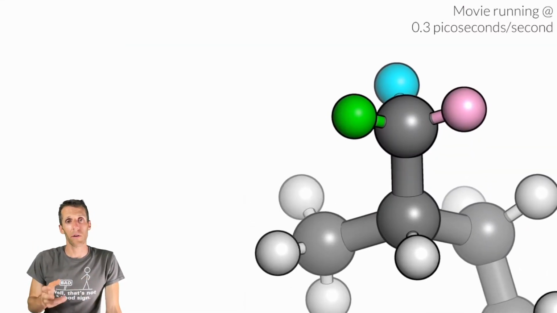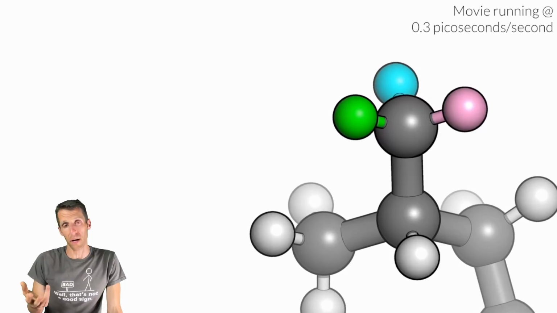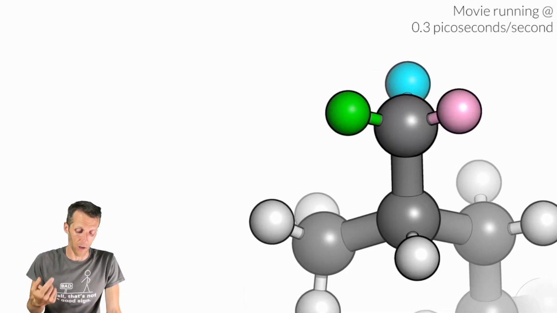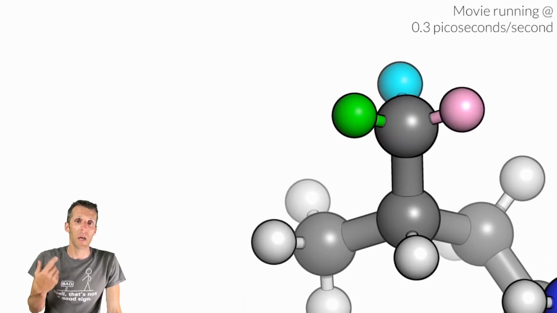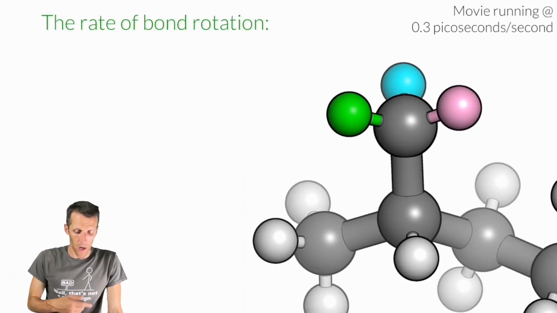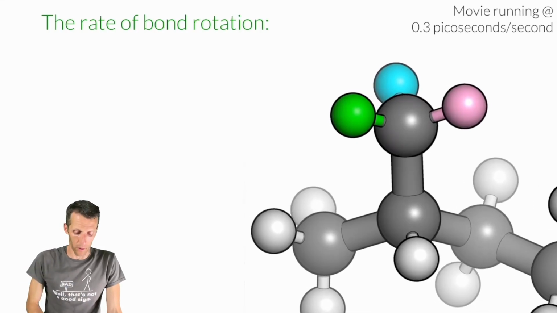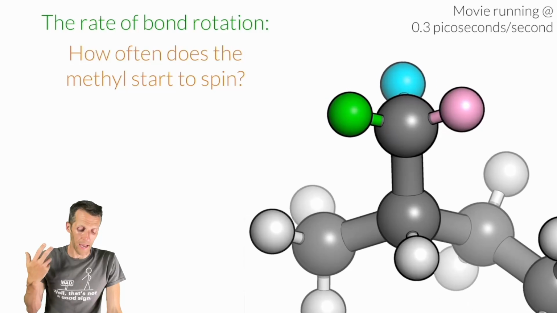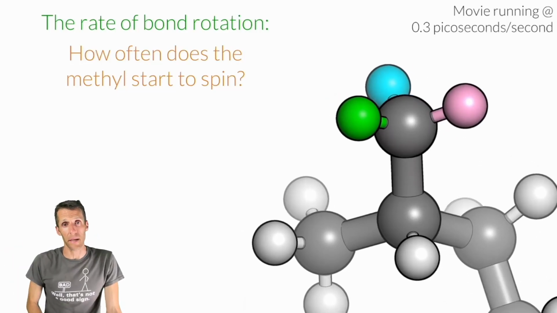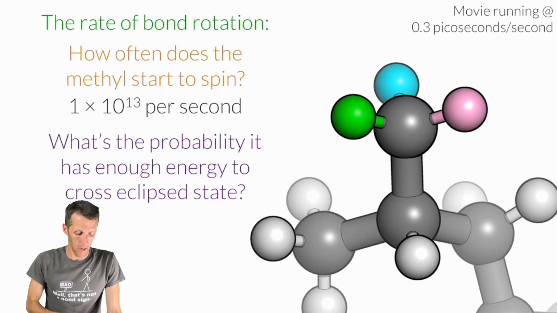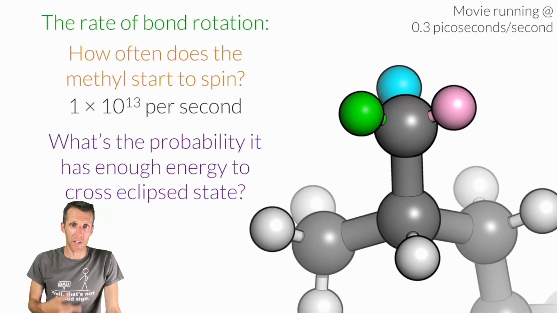So now what I'm showing here is a movie. It's a simulation that I ran of just a methyl carbon sitting there. And you'll notice I've colored all of the hydrogens different colors. And what you're seeing is it's sitting there and wiggling around, bouncing around back and forth. What we're thinking about is what's the rate of bond rotation, particularly this bond here. And that's given by how often does it try to start spinning. Turns out that's about 10 to the 13th per second. And then what's the probability it has enough energy to get over the eclipse?